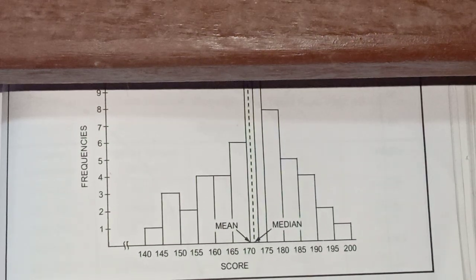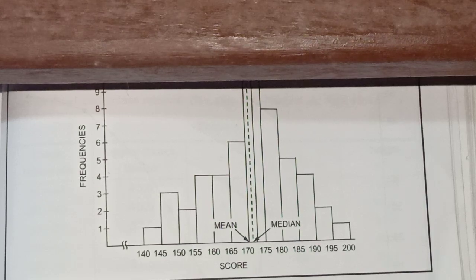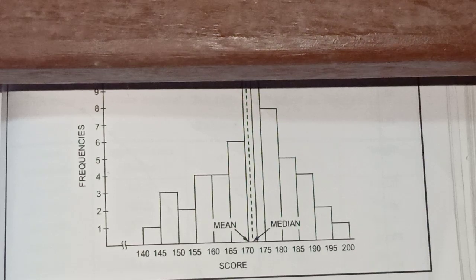Histogram and polygon will be useful when there is no class interval, only normal data is given, like 3 students scored 160, 4 students scored 30, like this. That will go very easily in that.